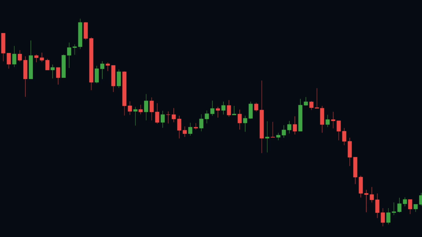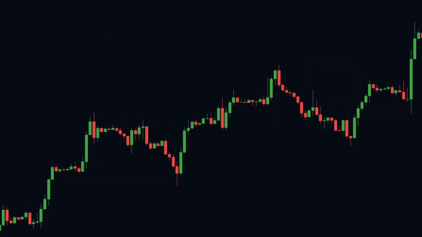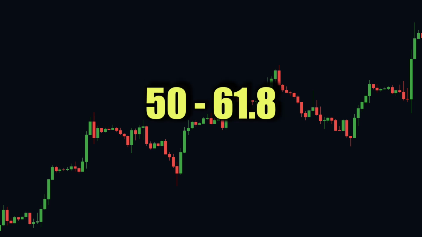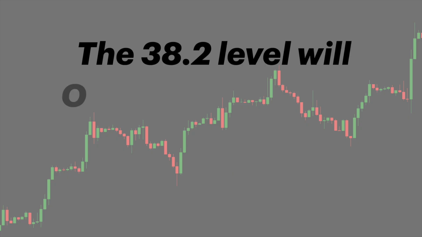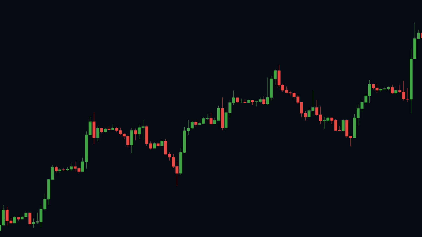This is due to the fact that in a strongly directed market, trend pullbacks are shallow. When the trend begins to develop, the retracement will typically find support near the 50% and 61.8% levels. In most trends, the price will tend to stay between 50 and 61.8. The 38.2 level will be considered only in really strong trends.